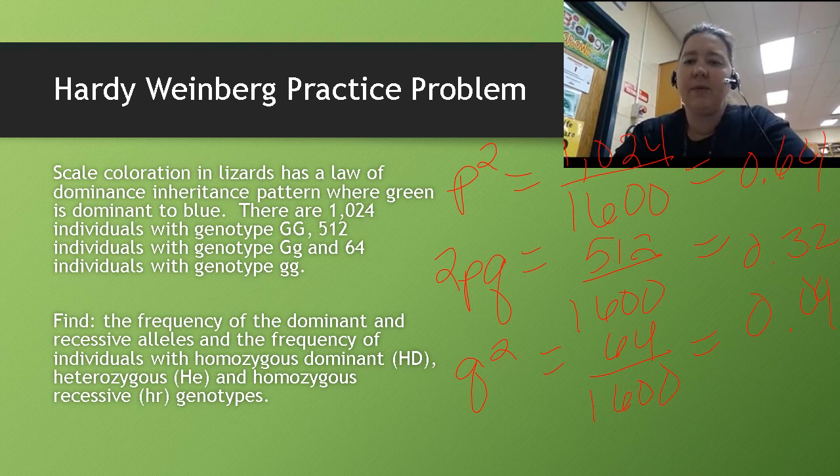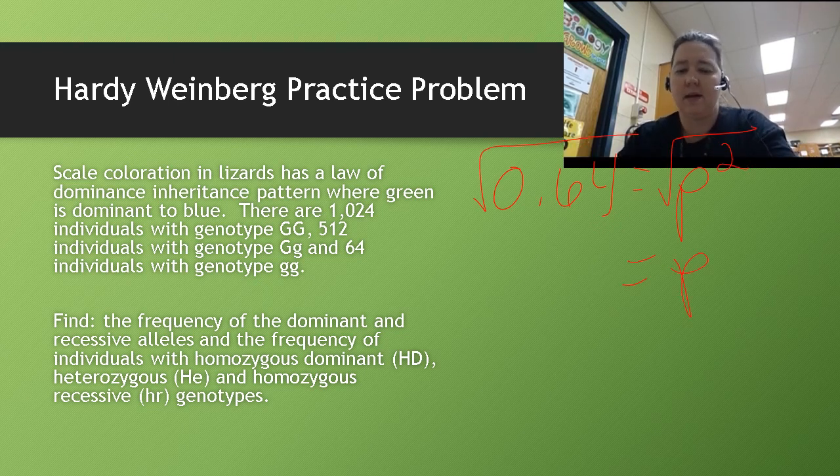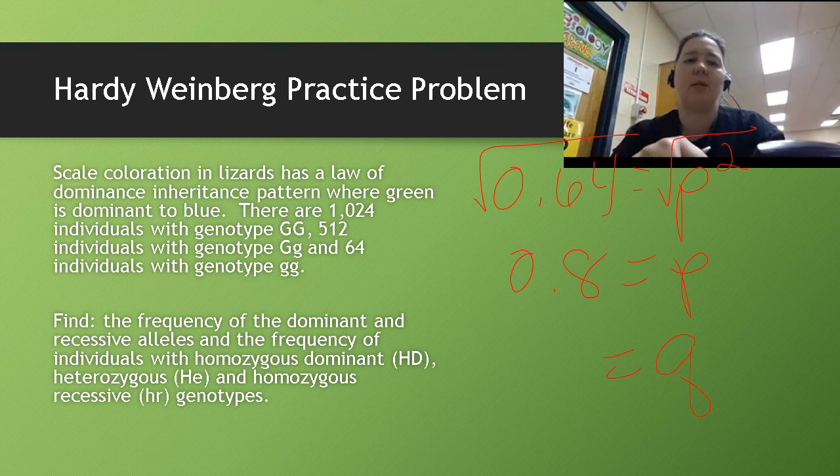And then to find the frequency of the alleles, we have 0.64, and if that equals p squared, then if we take the square root of that, that should equal p. So the square root of 0.64 equals 0.8. Then we can just rearrange and find q. If p plus q equals 1, then 1 minus p should equal q. So 1 minus 0.8 should be 0.2.